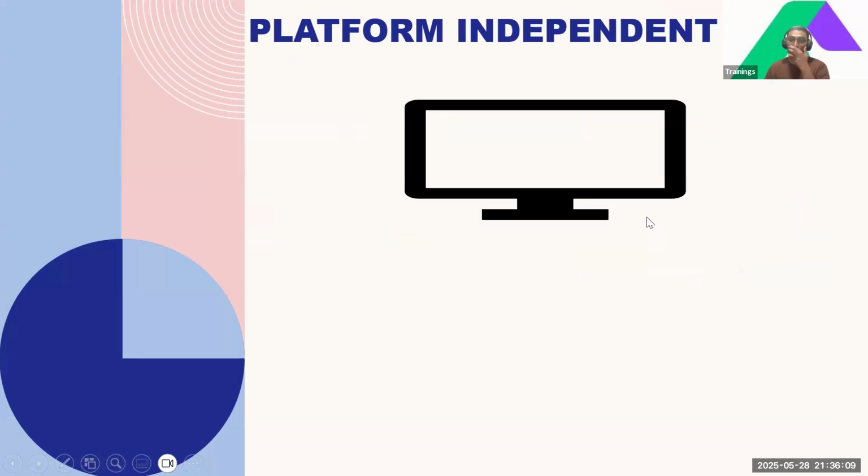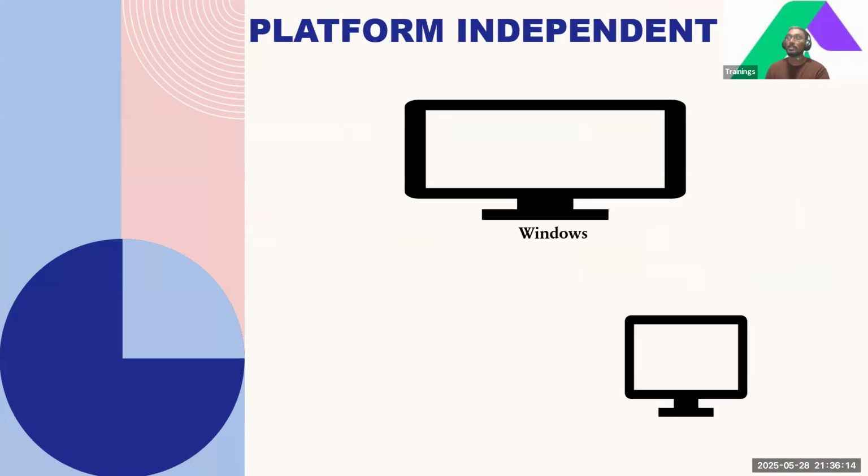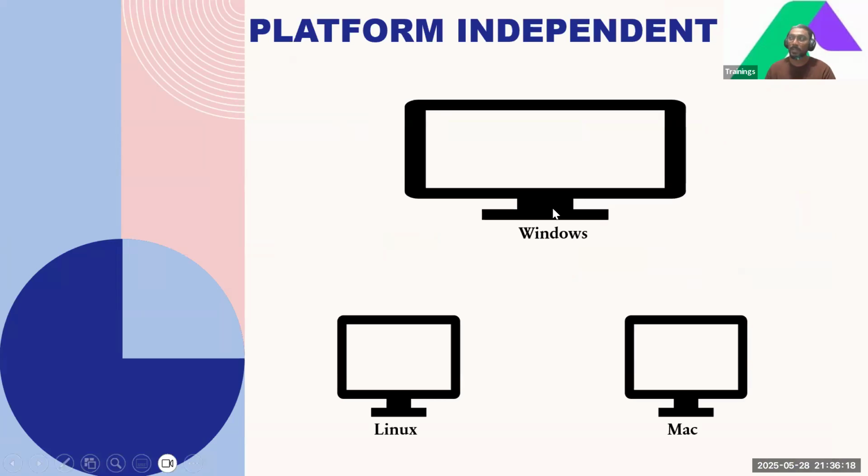Next feature of Java is platform independent. That means we'll be having multiple platforms. Platform means collection of hardware and software. So Windows is one of the platforms, Linux is one of the platforms, Mac is one of the platforms. In Windows also we have Windows 10, Windows 11, Windows 8, Windows XP. In Linux also we have different versions. So those are different platforms. On a high level we are taking these three platforms.